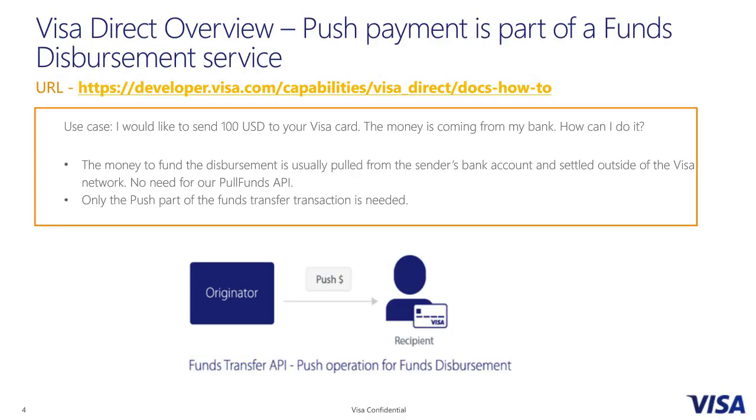What we're going to cover today: just imagine, I would like to send you $100 to your Visa card, and money is coming from my bank. Well, how can I really do it? In this case, Visa provides something called Pull Funds API. As you can see, we have pull and push. In this case, because it's coming from my bank, I cannot use the pull funds, and I only have to use my push API.